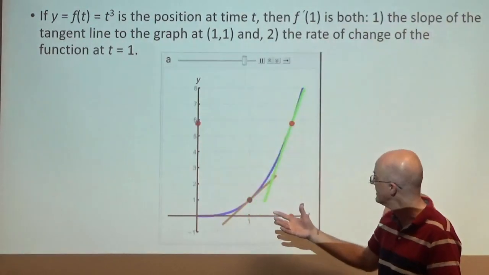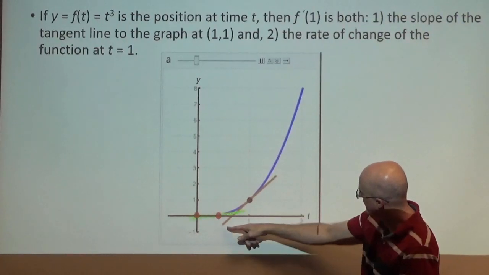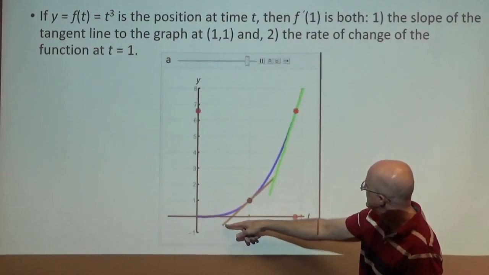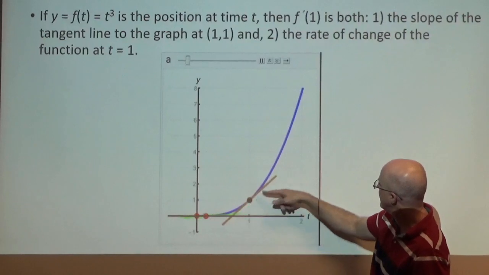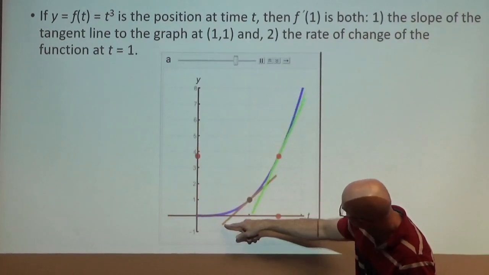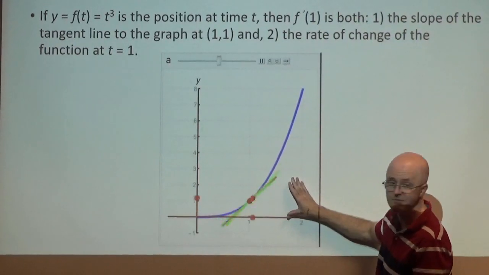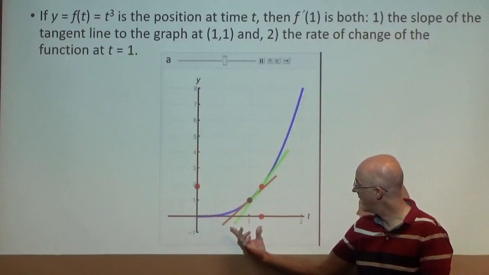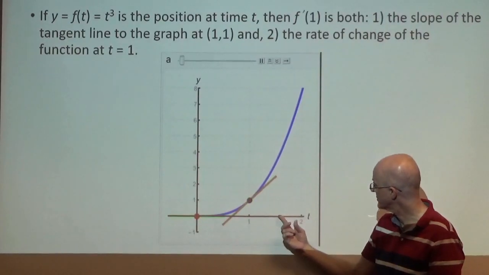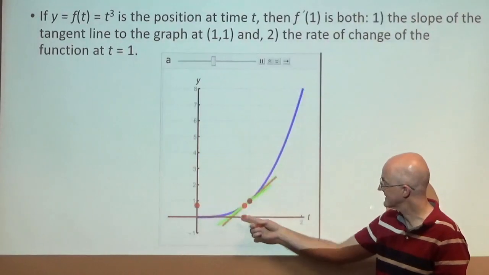Take rise over run. For example, on the interval that I picked here, the rise is 3. It goes from about negative 0.6 or so up to positive 2.4 or so. A rise of 3. The run is 1. I'm going from t equals 0.5 to t equals 1.5. 3 divided by 1 is 3. That is the slope of that brown line.